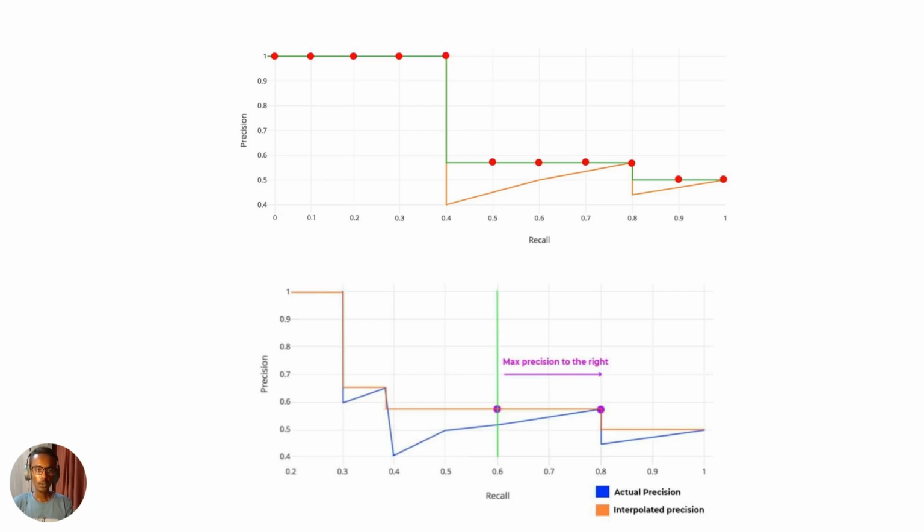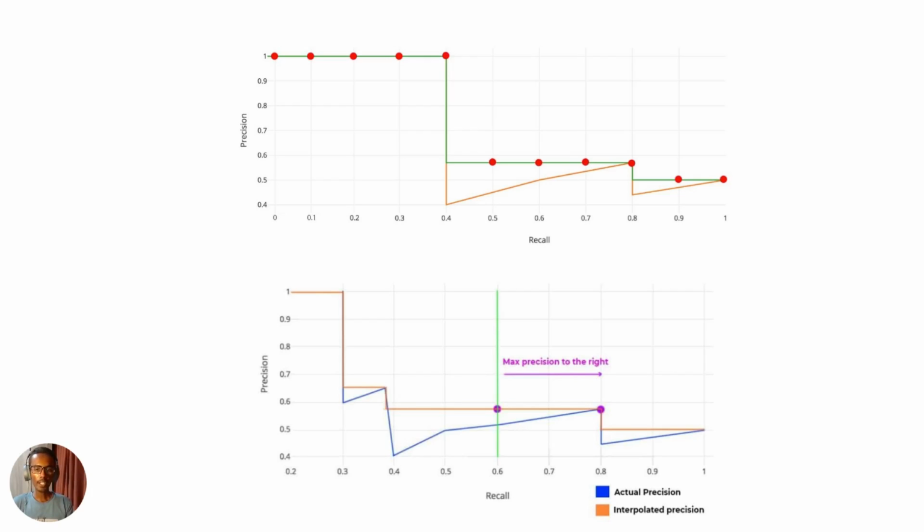So there are two major concepts that we need to consider when we talk about 11-point interpolation. First, we just need these 11 recall points. Second, we need the interpolated precision. And what this interpolated precision means is just the maximum precision value next to the current recall value.